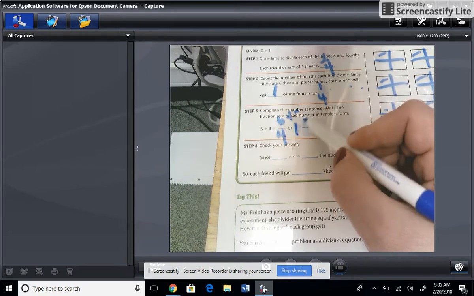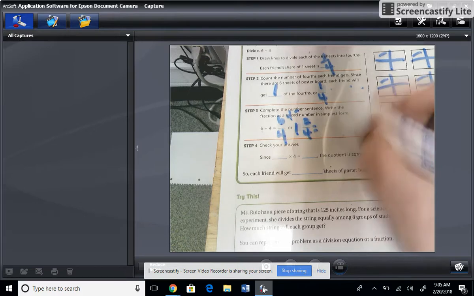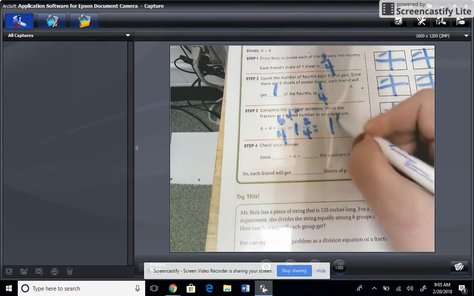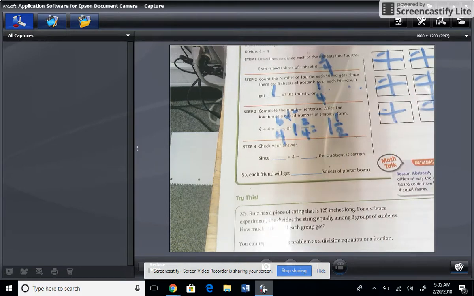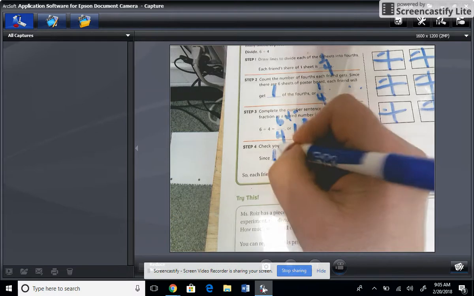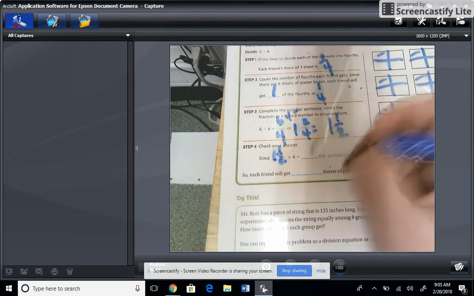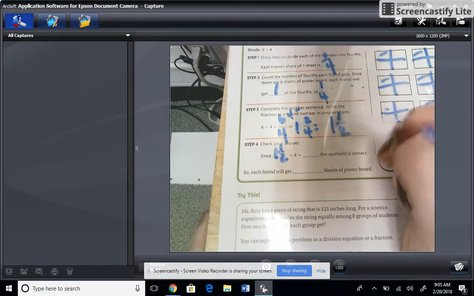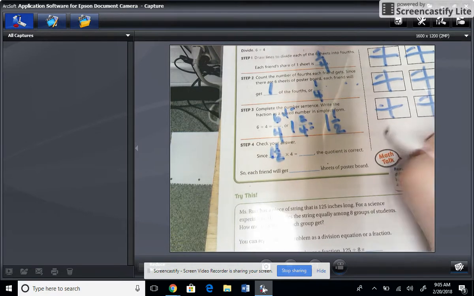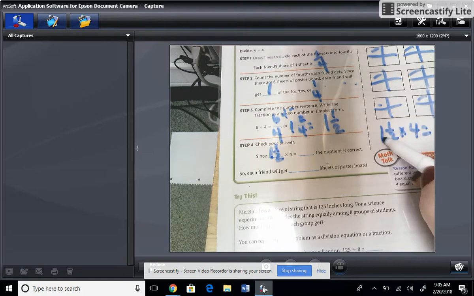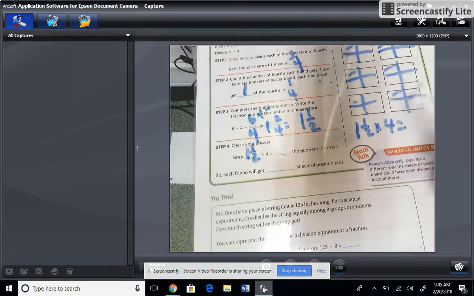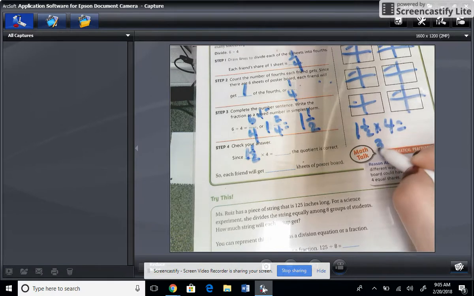So since 1 1/2 times 4 equals, I don't know, let's do it. 1 1/2 times 4 equals, well, we could turn this into an improper fraction, we could do it both ways. So this would be 3 over 2 times 4, which is 12 over 2, which equals 6. What did we start with? A 6. Or we could have done 1.5 times 4.